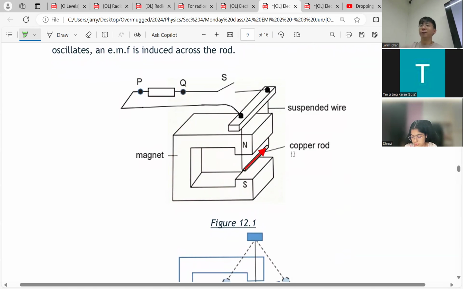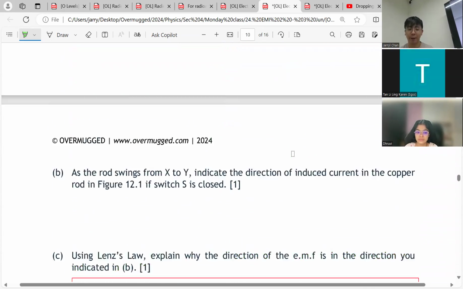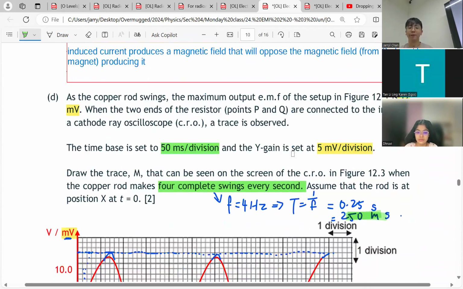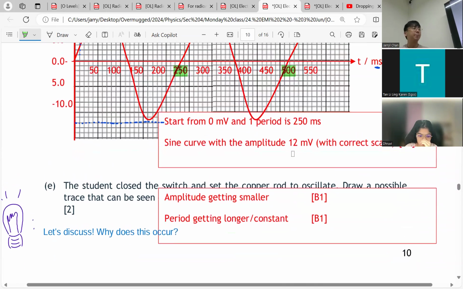Right, the rotation gets faster, we see the frequency gets very large, period gets very small. The marking scheme here honestly didn't mark on the period, but what I want you to know will be the pattern. So the answer to this is really amplitude smaller, period longer.